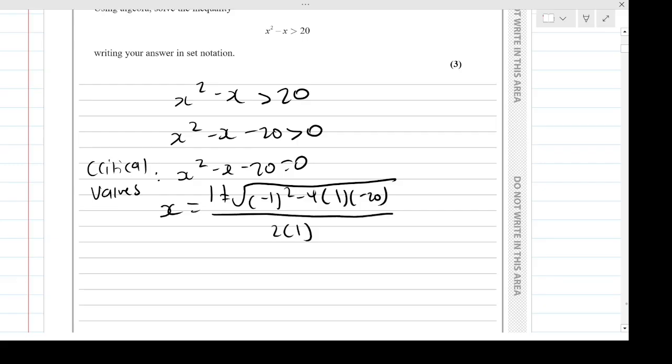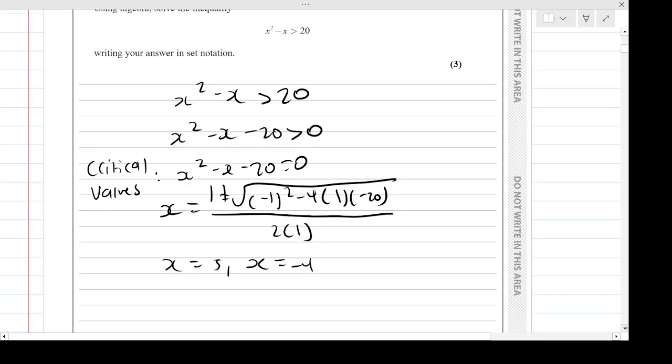What I've done here is technically show normal working, the quadratic formula. What I can now do, instead of typing this formula in the calculator, is just use the quadratic solver function on the calculator. That's fine because I've shown my working at this point. I've shown how I get the solution. So if I put that in the calculator, I get the solutions. x is 5, x is minus 4. Those are my two critical values, essentially roots.